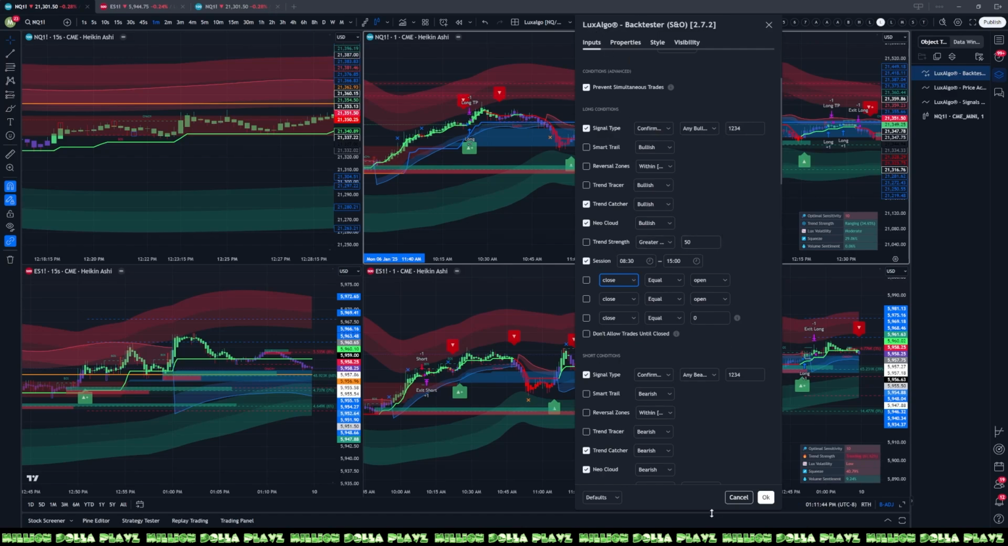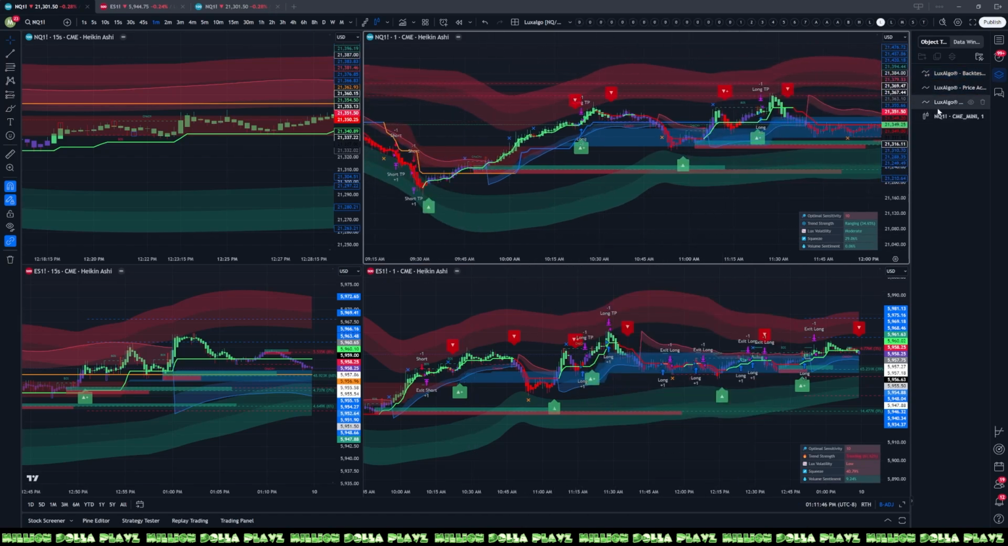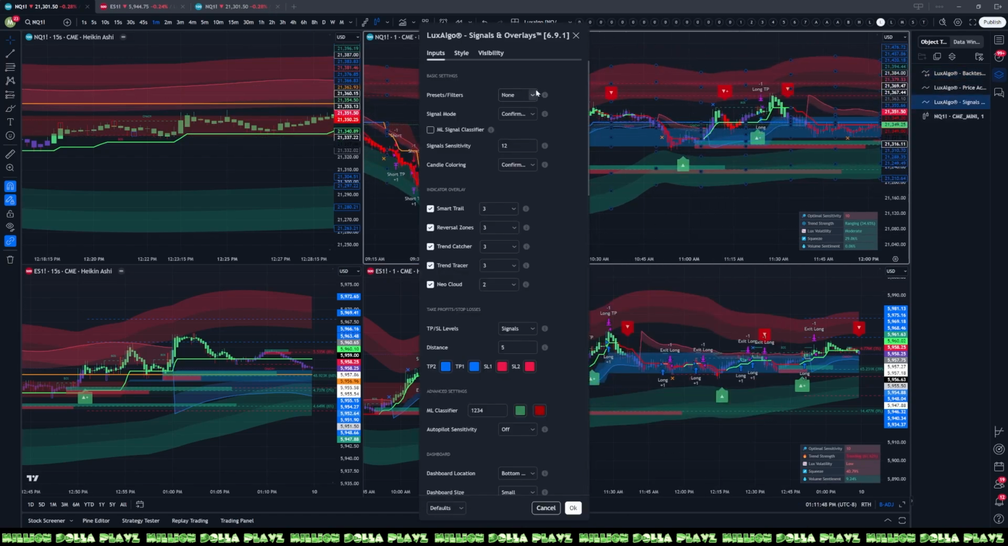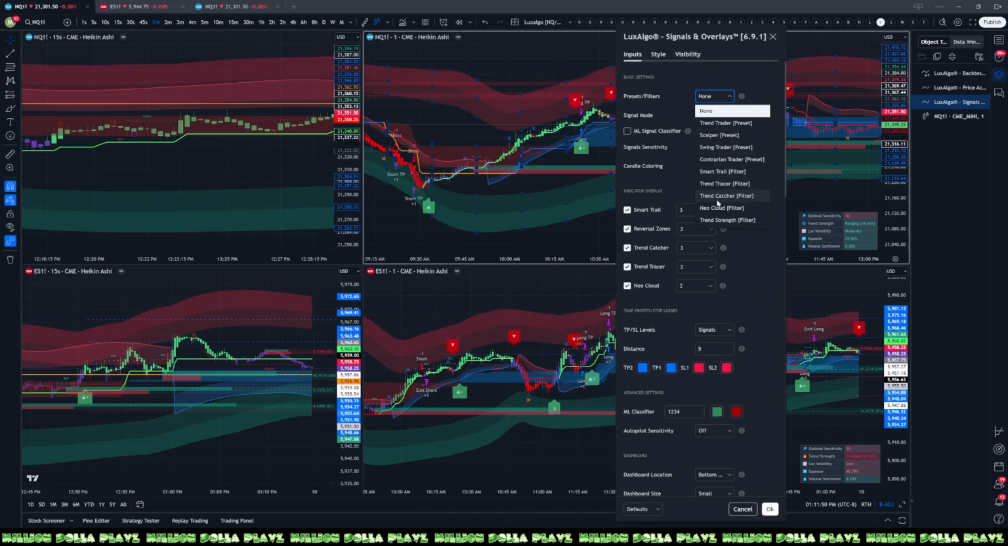And that's something that you really can't get with signals and overlays, where the only way you can filter your signals is with just one indicator. And I feel that LuxAlgo works best with two. And when you do filter it with the one indicator, a lot of times it won't print the signal if the signal prints before the indicator changes. Like, I like to use the trend catcher, right? So if the signal prints before the trend catcher changes, it won't print the signal.